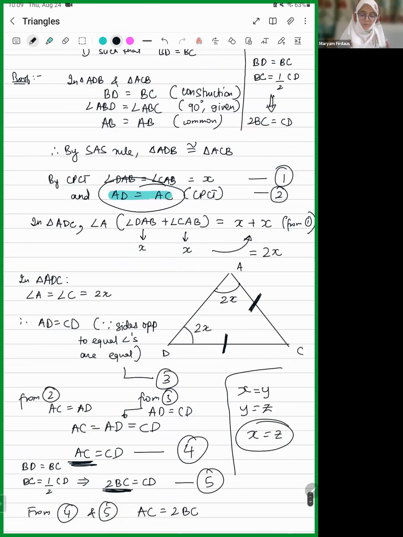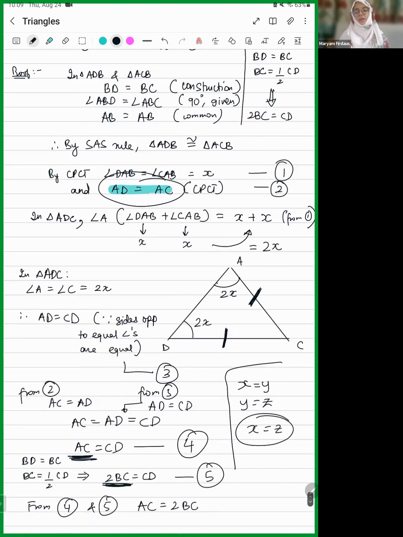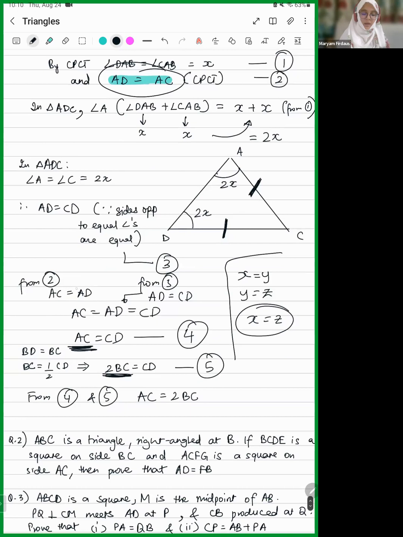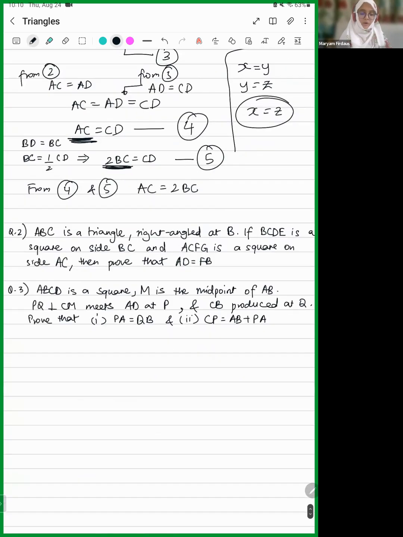So we can skip this one step over here, but it's not going to make much of a difference. It's just going to be AC is equal to CD, and we know that CD is basically twice of BC. We have shown that over here, so we can use this also. After this, I hope the rest of it is clear. Yes, ma'am. Okay, moving on to the next question.